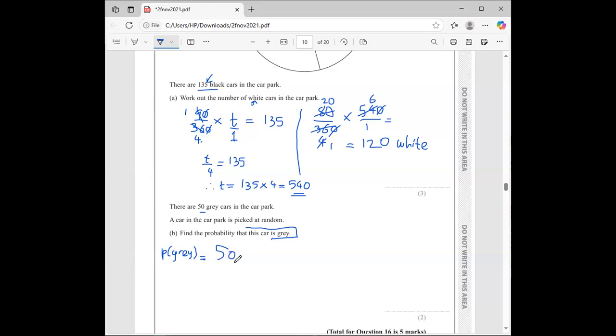Then number of possible events. All the cards are possible events. So that's 540. The good thing is that we found T. That helped us in both question 1 and question 2. So things can cancel, leaving us with 5/54.